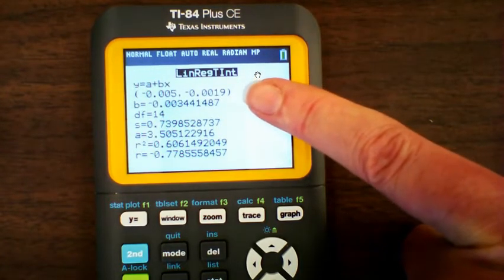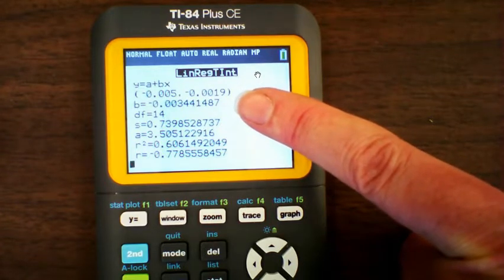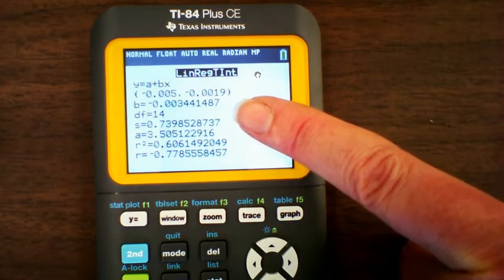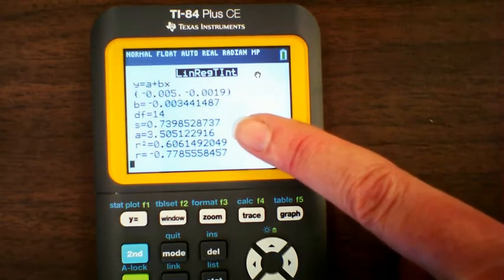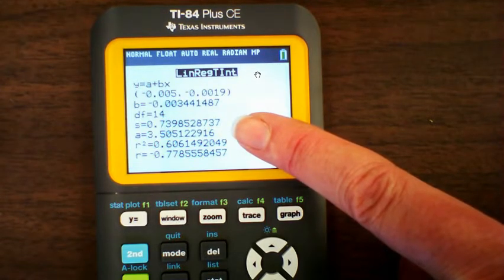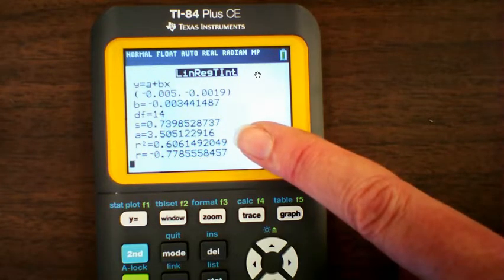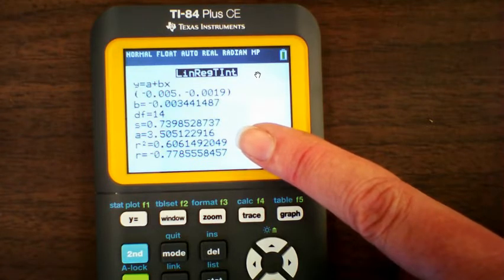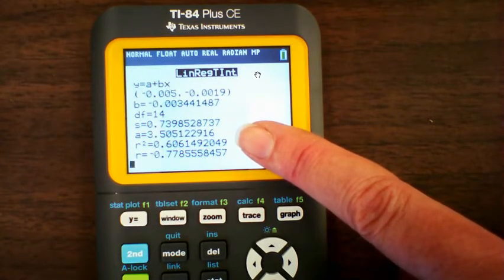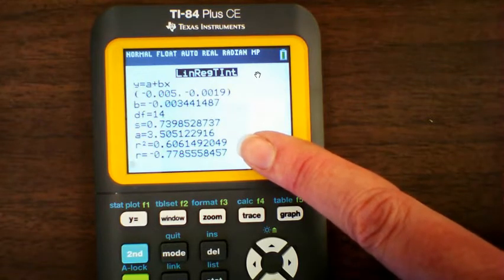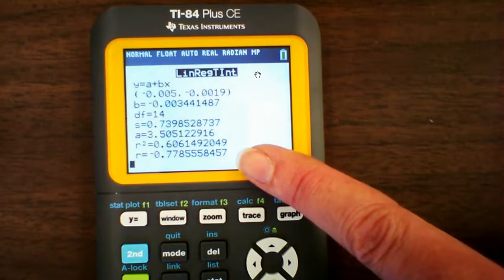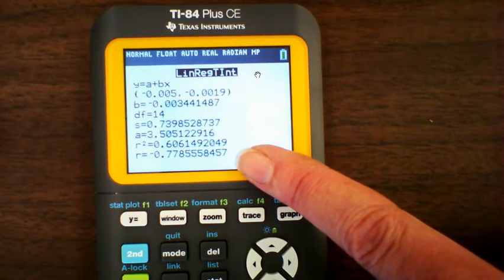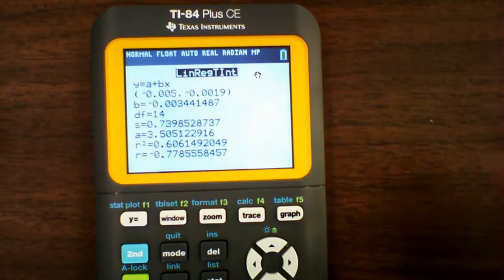it gives me so much information. It gave me the interval, it gave me the point estimate, so that's going to be the middle. It gave me the degrees of freedom. Notice that it took that 16 and went down by 2. It gives me S, the standard error for the residuals. It gave me the a, which is the y-intercept. It gives me the coefficient of determination. It gives me the correlation coefficient. Notice that it's negative because this thing is going down. And that's everything that it's giving me.